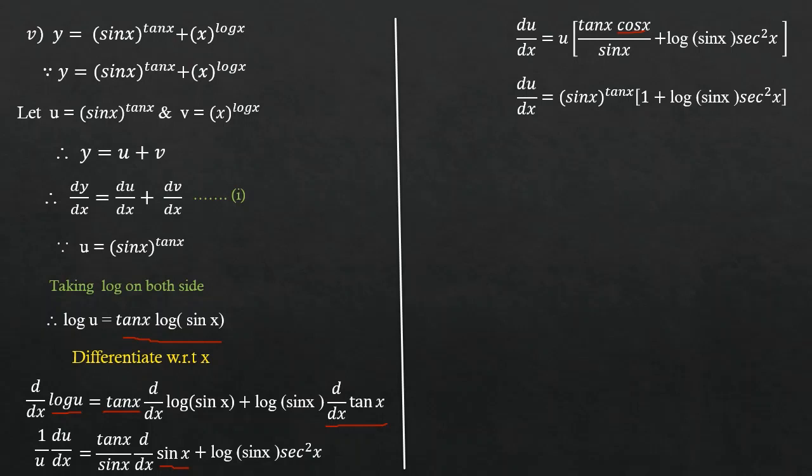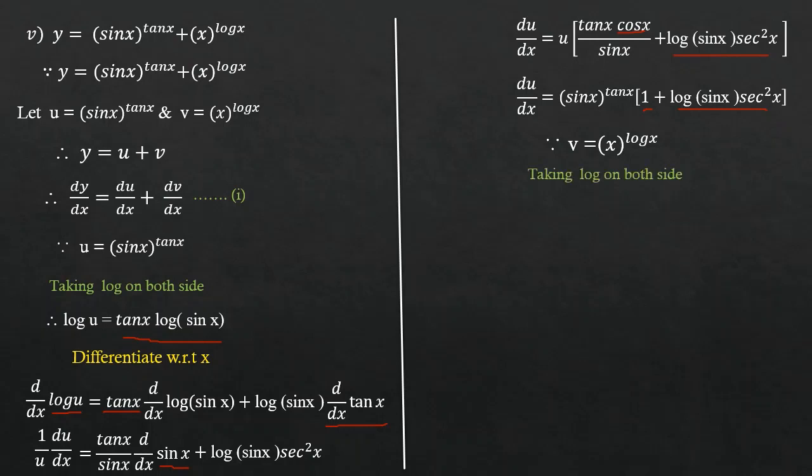u का वैल्यू हमने अपडेट कर दिया, which is sin x raised to tan x. As we discussed previously, tan x multiplied by cos x is your sin x, and sin x upon sin x cancels giving you 1, and this term remains the same as it is. Now we have the answer of du by dx. Let's write down the value of v and take its derivative.